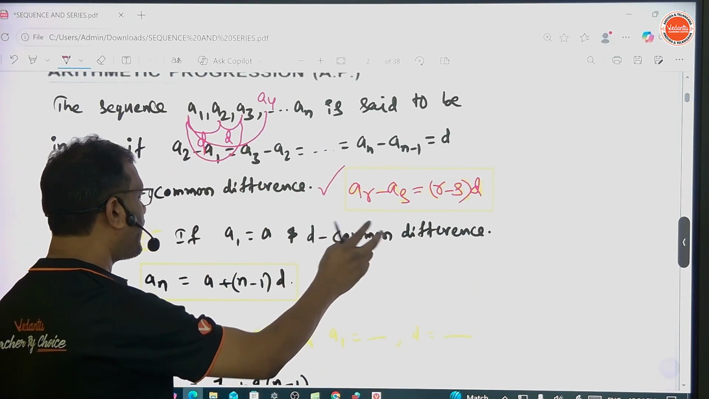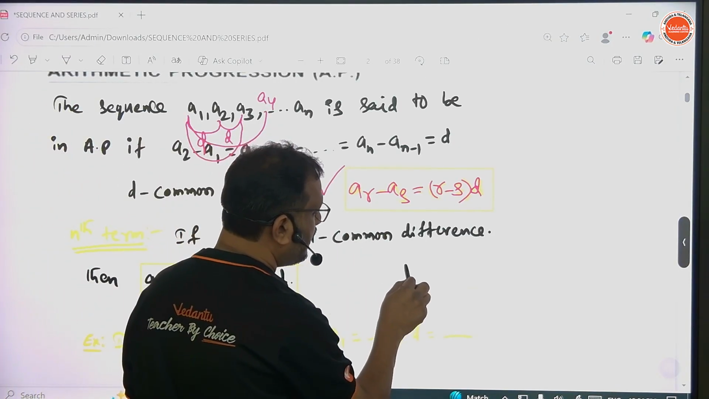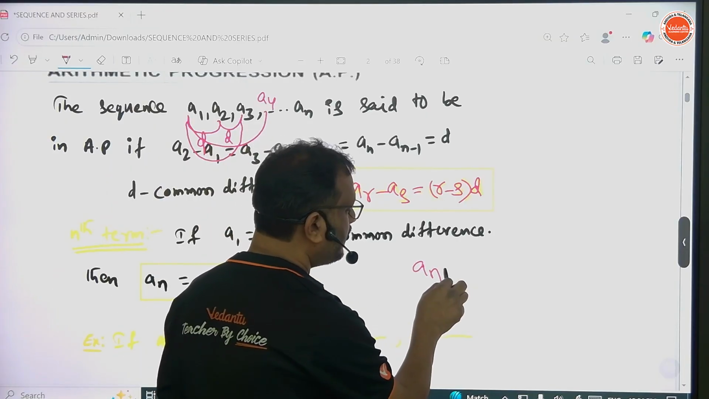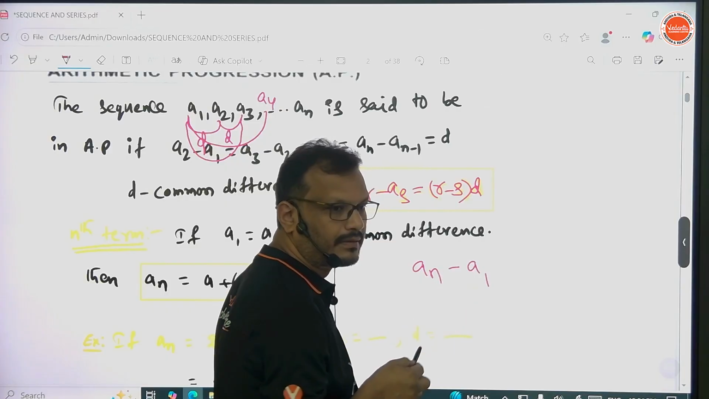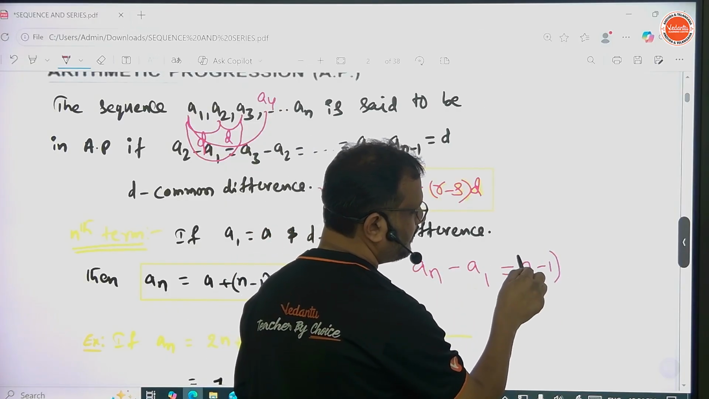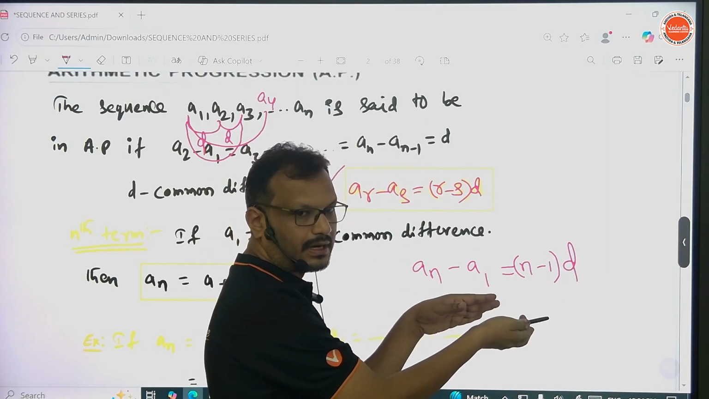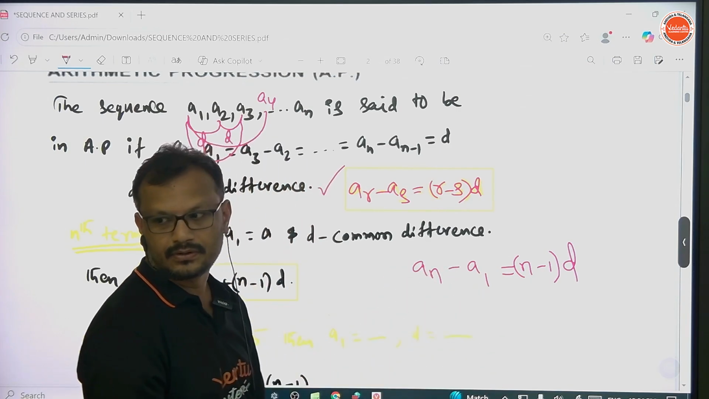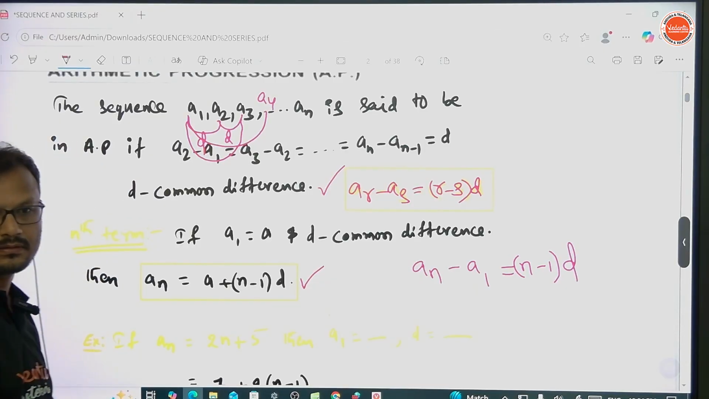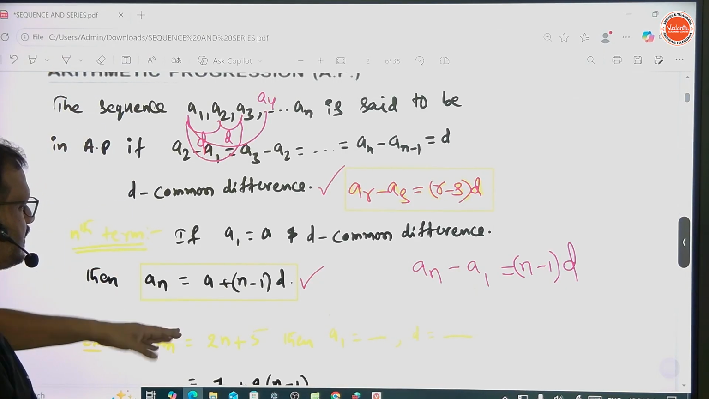The same way, according to this formula, if we have the nth term and the first term A1, what is the difference of these two? N minus 1 into D. So therefore, finally, An equals A1, the first term, plus n minus 1 into D. So A plus n minus 1 into D, where A1 is A here. Fine.